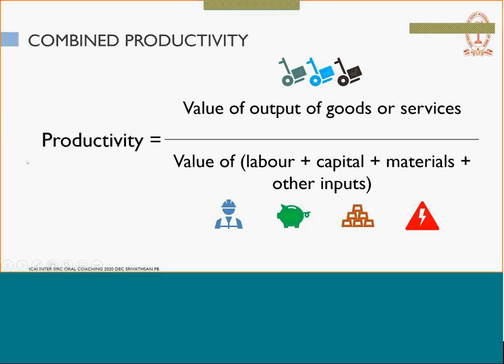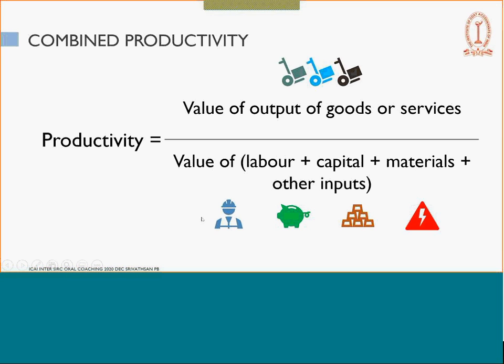How to calculate it? Value of output of goods and services divided by value of labor, capital, material, other inputs. Whatever you have put in, all that in value. So what is productivity? If you have produced more value, you are better than 100. If your value of output is less than 100, then you are bad.